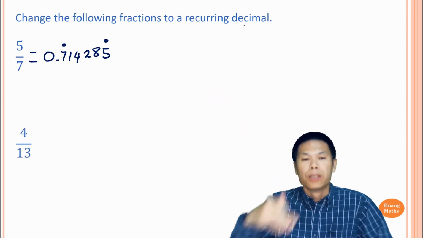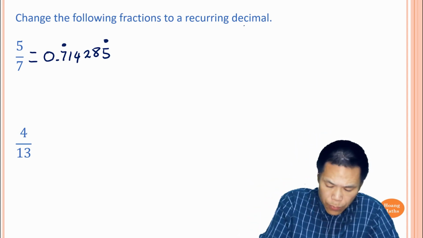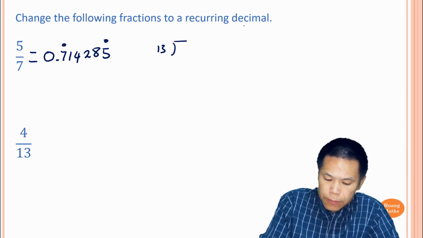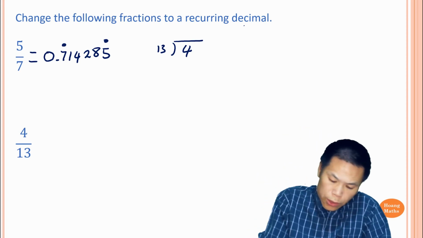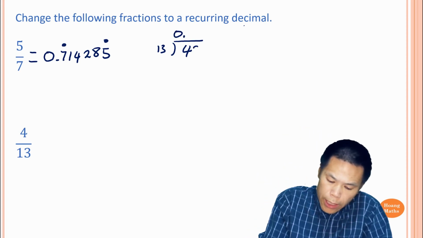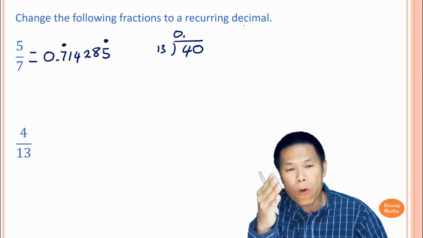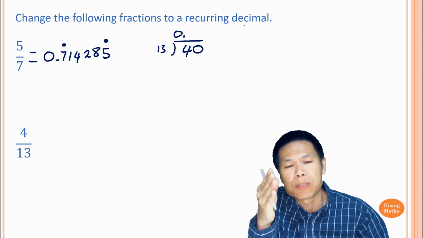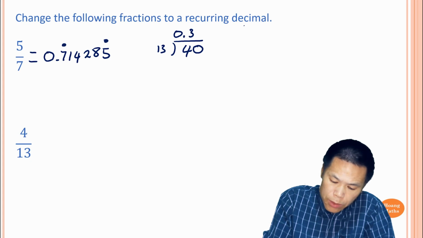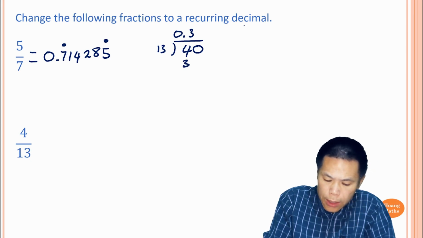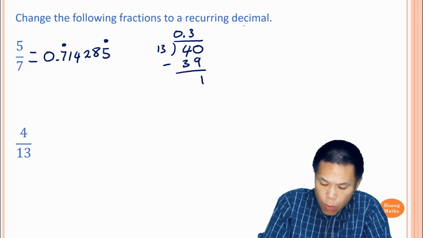Next one. So we just go 4 divided by 13. So just right here, 13, and this is 4 here. Of course, 13 cannot go to 4. So we just write 0 and a dot and a 0 at the end of 4, become 40. 13 go to 40, so which is 3 times, because 3 times 13 is 39, right? So 3 times, and then 3 times 13 is 39. So we just minus it, so that becomes 1.